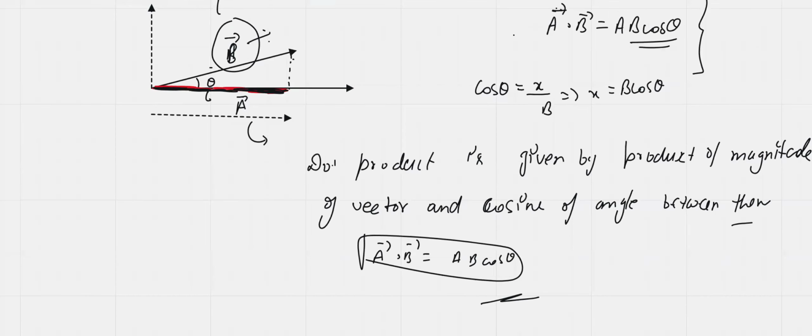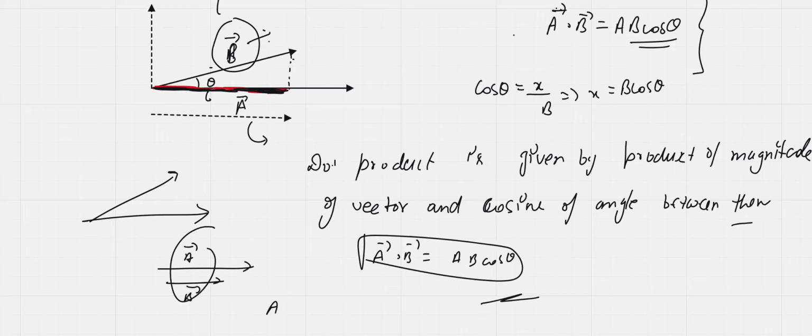What is the dot product? Any two random vectors are given to you, and you just have to multiply the vectors which are in the same direction. If you are given vectors in the same direction, do you need to make any component? No, you can simply say A magnitude times B magnitude. But here they are not in the same direction. So what are the two possibilities? One possibility is that you take this direction as the base direction.